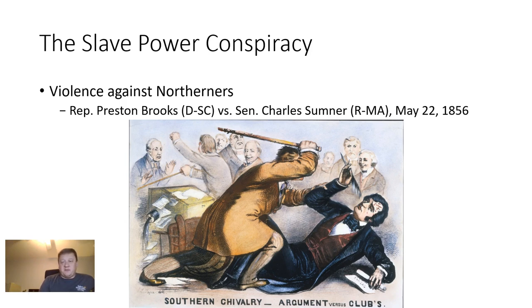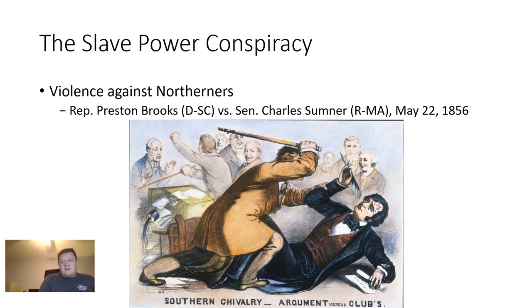Charles Sumner was an abolitionist, Northern Republican who had given a speech outlining the crimes against Kansas, which you've read about in some of the textbooks. And in that speech, he named senators who profited from slavery. And one of those senators, his relative, this guy named Preston Brooks, who was a congressman in the House of Representatives, took offense to that, walked in one day and beat the bejesus out of Charles Sumner there on the floor of the Senate.